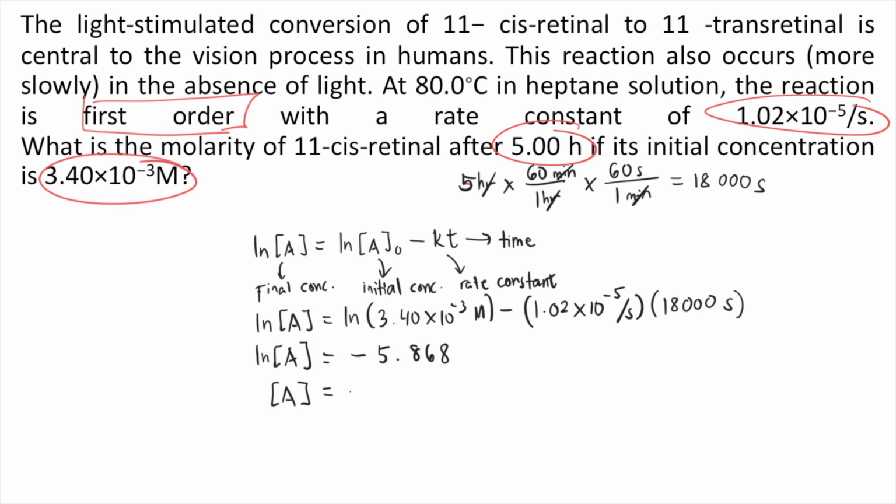Now, if you want to remove the ln so that you can solve for the final concentration, what you do is e raised to negative 5.868. So look for e in your calculator. So that's e raised to negative 5.868, and that's approximately equal to 2.83 times 10 to the negative 3. And since this is the final concentration, the unit is molar. So this is the answer to the question.